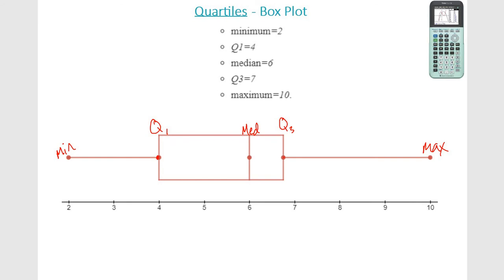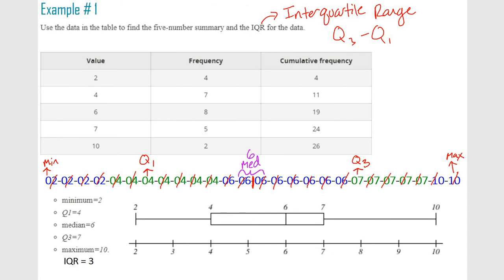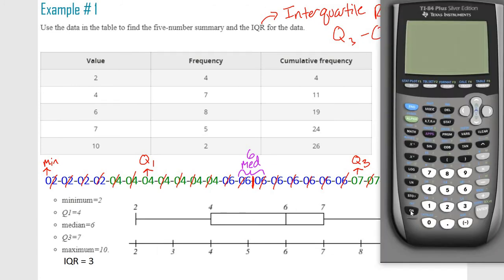All right, but I do have this calculator symbol here. So let me show you how to use your calculator. First, let's go to our calculator. Turn it on. You want to go to Stat, then hit Edit. This is where you're going to put in your lists. Here we're going to put in our values for the left side.